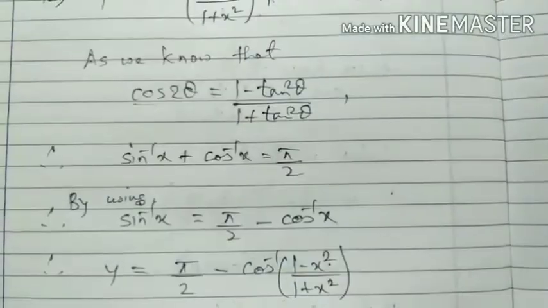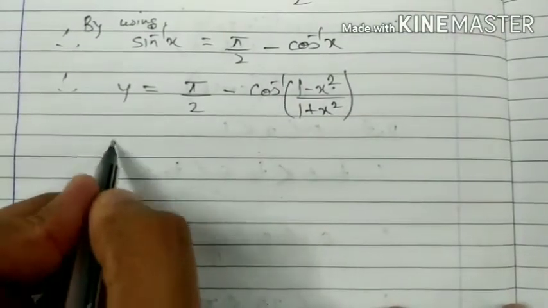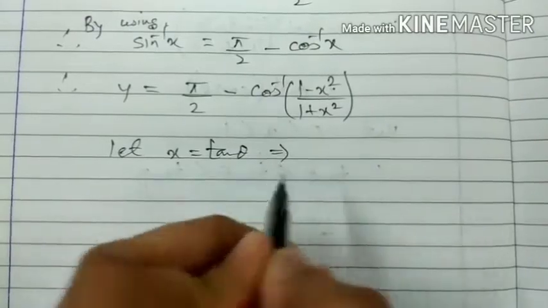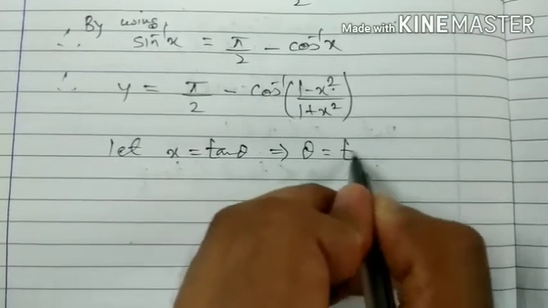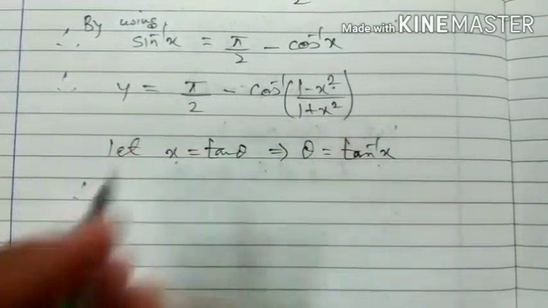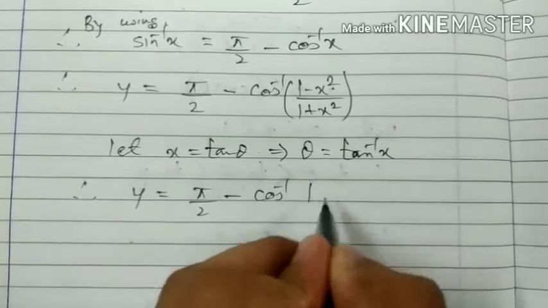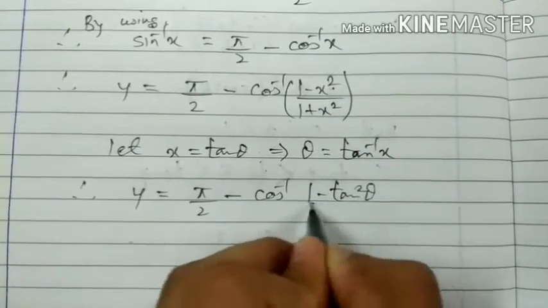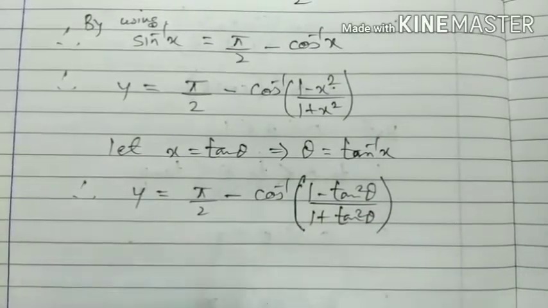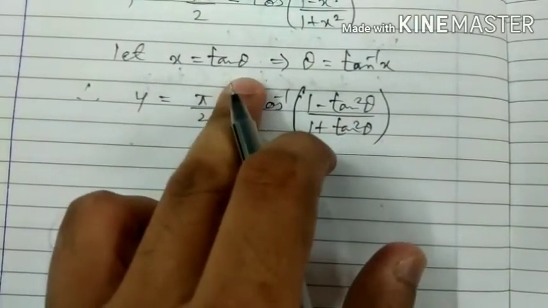Now we'll apply the cos 2 theta formula. For that, first we have to assume x equal to tan theta, and from this we can write theta equal to tan inverse x. Now putting the value of x equal to tan theta in the given function, y equal to pi by 2 minus cos inverse of (1 minus tan square theta) upon (1 plus tan square theta). In this way we can apply this formula by assuming x equal to tan theta.